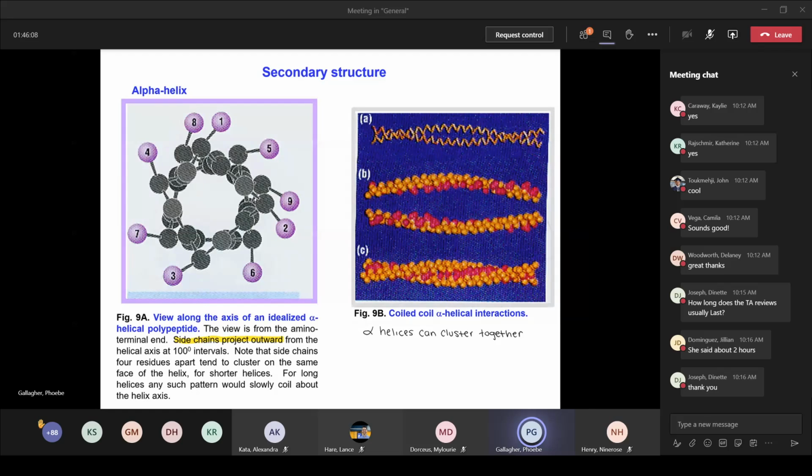Okay, this is something she just glazed over. It's super not important. This is going to be more important when we talk about collagen, because you will see these alpha helices interacting with each other when we learn about collagen. So don't worry about this now. Just know that they can cluster together.